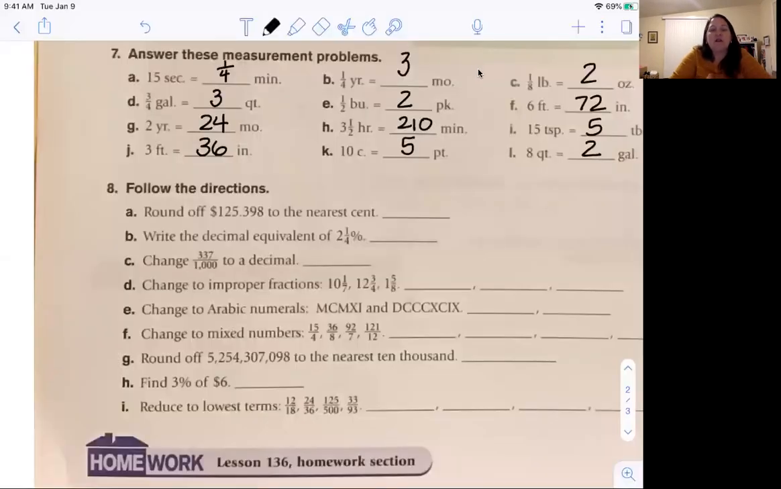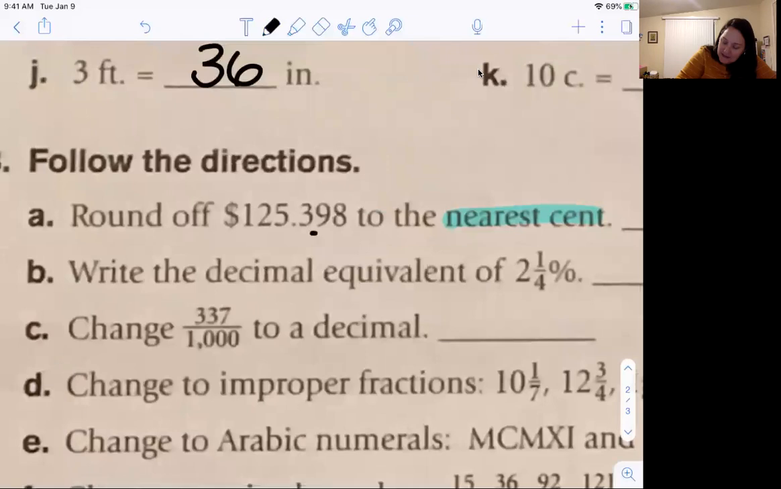Okay, let's quickly go through 8. We have round 125.398 to the nearest cent. Nearest cent means which place are we going to? The tenths, the hundredths, or the thousandths? And if you said hundredths, excellent job. So 9 is in the hundredths place.